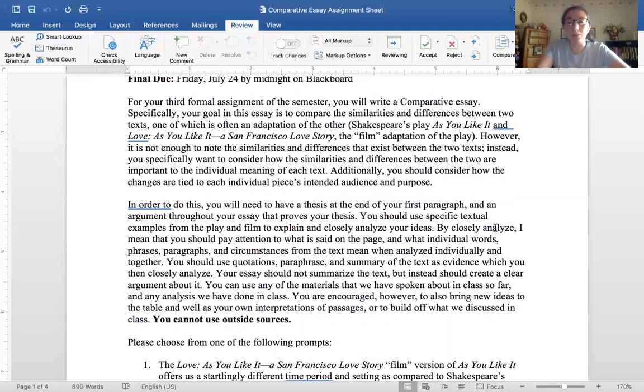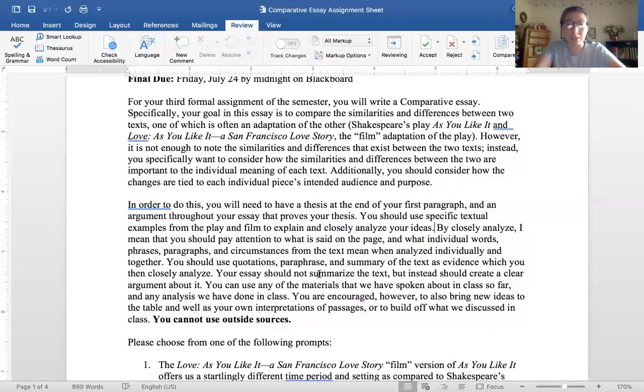Okay, by closely analyze, I mean that you should pay attention to what is said on the page. You guys are familiar with this, and what individual words, phrases, paragraphs, or stanzas and circumstances from the text mean when analyzed individually and together. You should use quotations, paraphrase, and summary of the text as evidence, which you then closely analyze. You guys are, as a whole, doing a really good job at that.